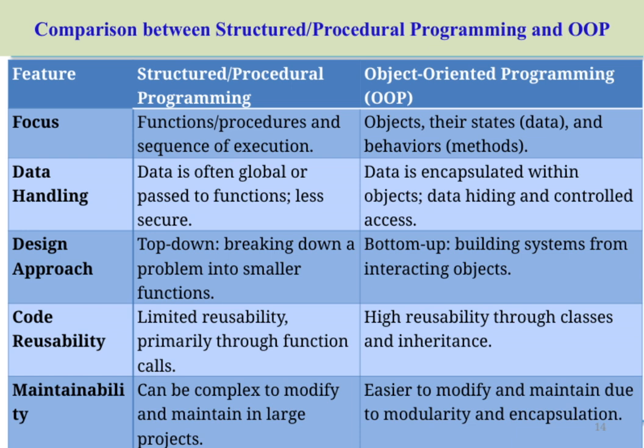When it comes to data handling, procedural programming often relies on global data or passing data explicitly to functions, which can be less secure and harder to manage as programs grow larger. Conversely, OOP encapsulates data within objects, promoting data hiding and controlled access, which enhances security and organization.